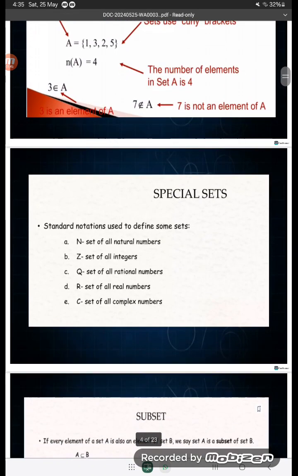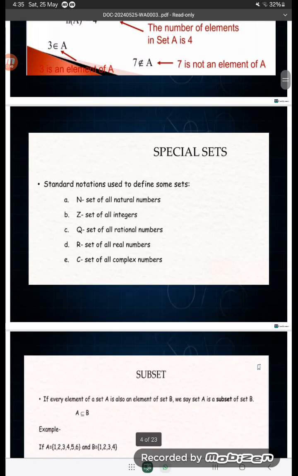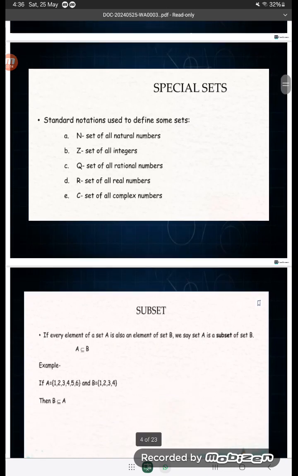Special sets: standard notation used to define some sets. N stands for natural numbers, the set of all natural numbers. Natural numbers are those which start from 1 and never end. Z stands for the set of integers. Integers are those which contain positive and negative values both, like 0, plus minus 1, plus minus 2, plus minus 3 and so on.